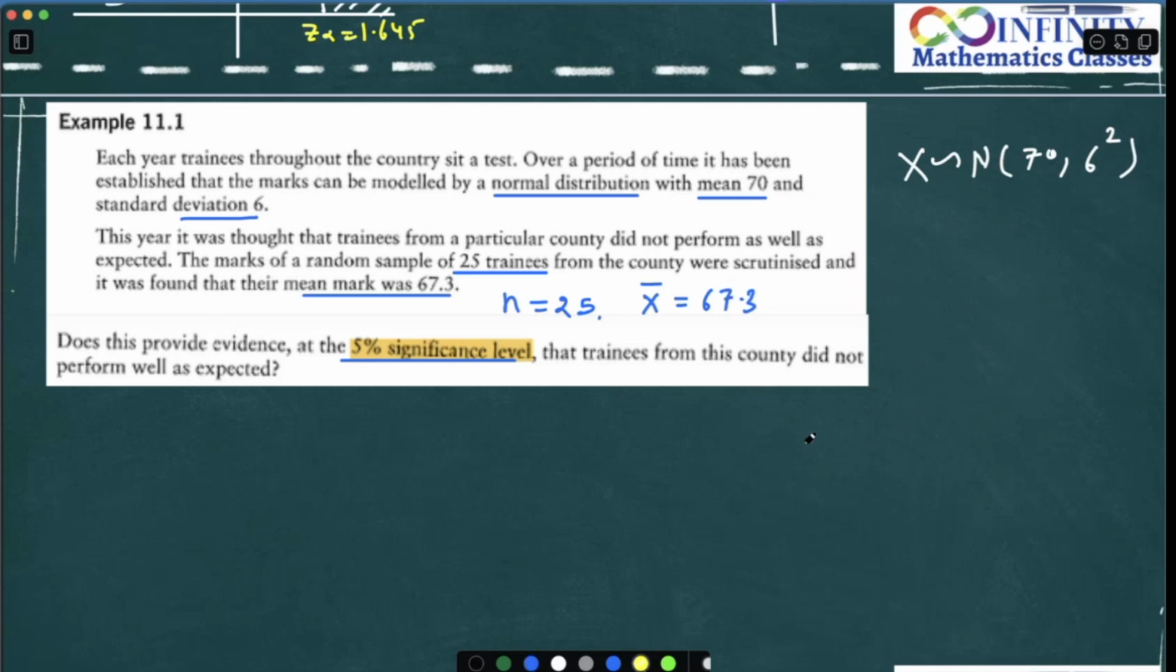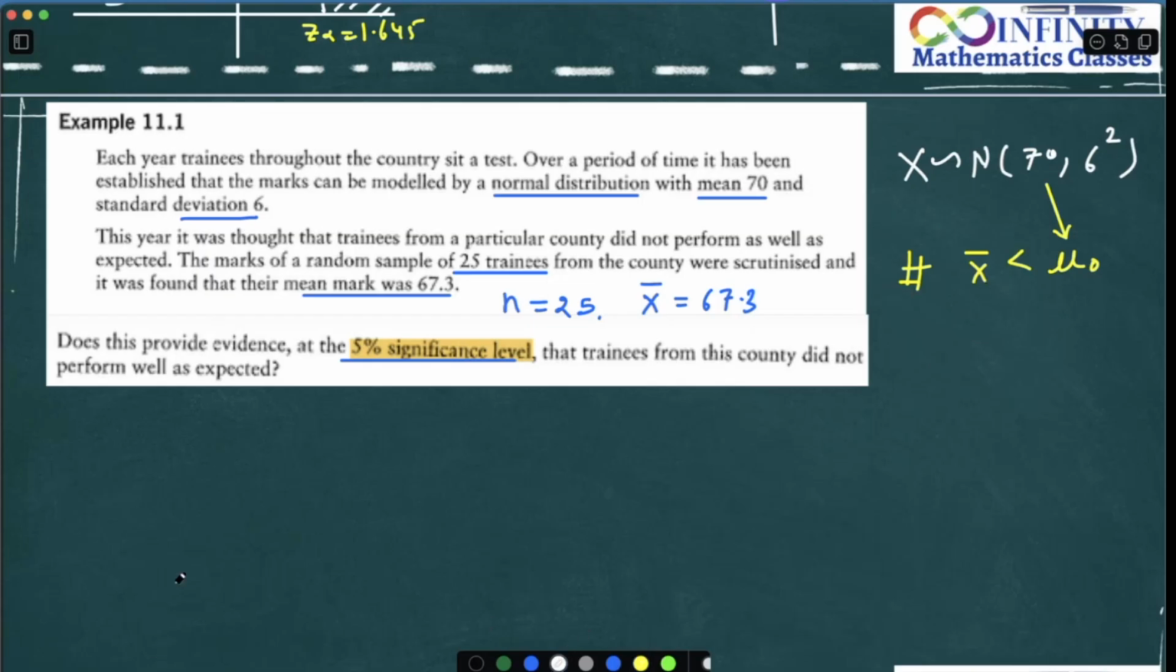So what is expected here? This X bar is less than mu naught, because they claim that the trainees performed less than expected, so it will be less. Okay, so it is as per the observation.